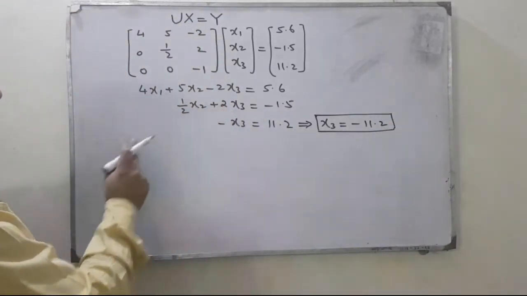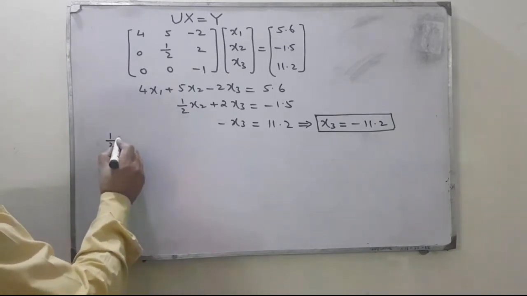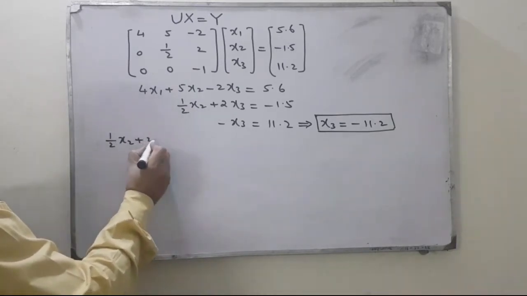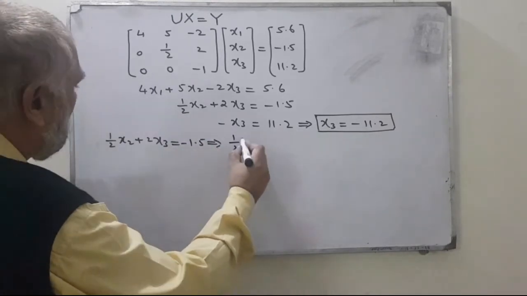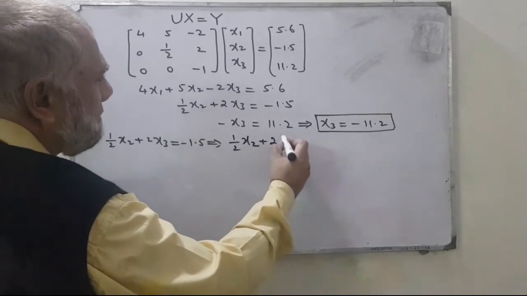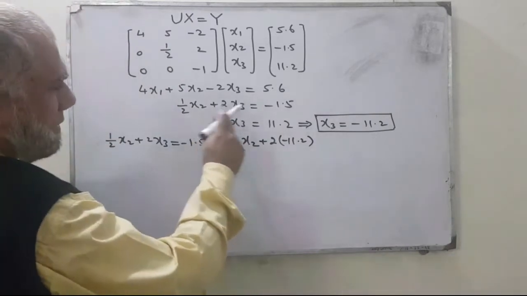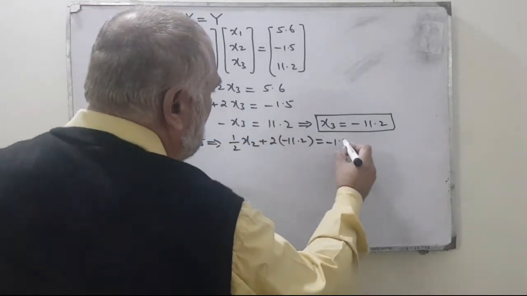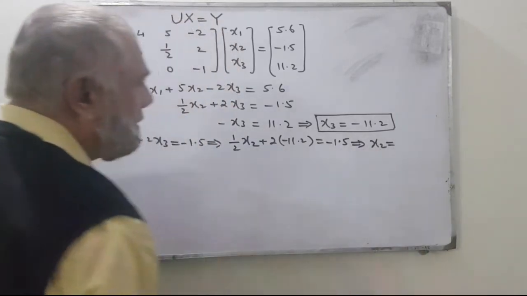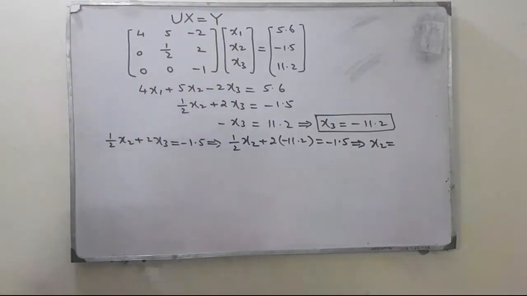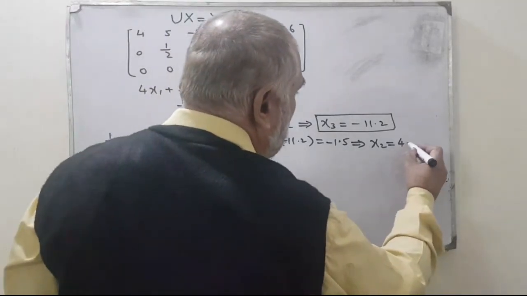and putting this value into equation number 2, 1/2 x2 + 2 times x3, where x3 is minus 11.2, and this equals minus 1.5. On shifting all these constants to the right side, you can get the second unknown, and this is going to be equal to 41.8.